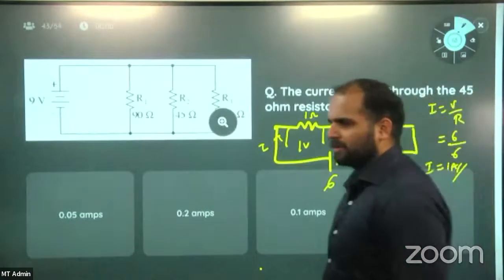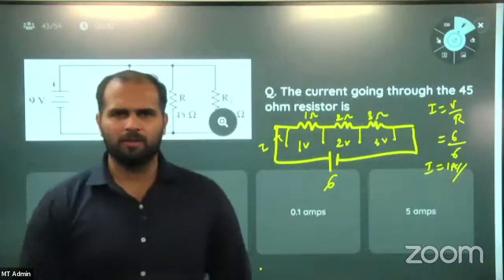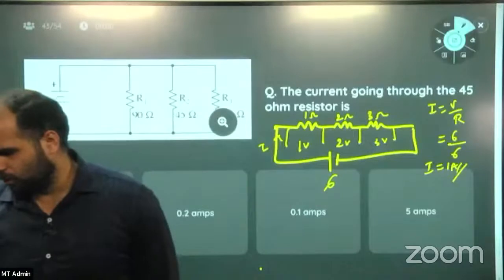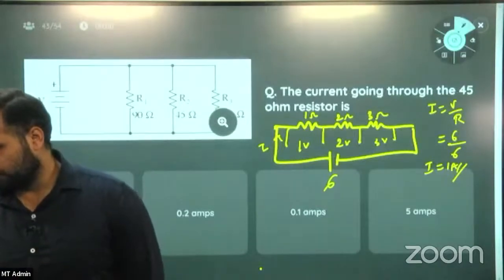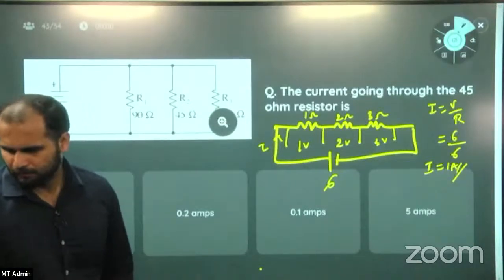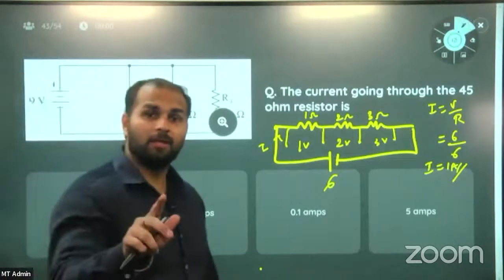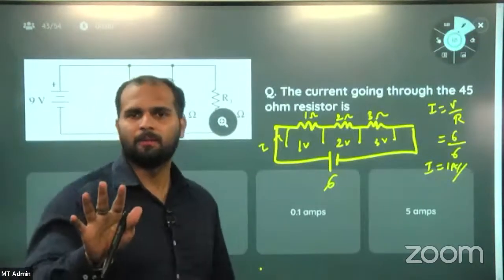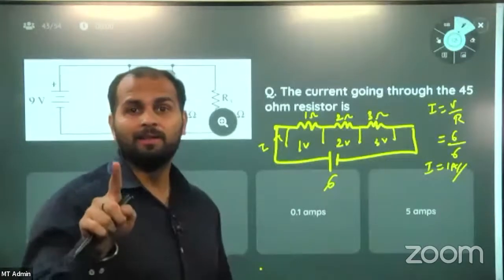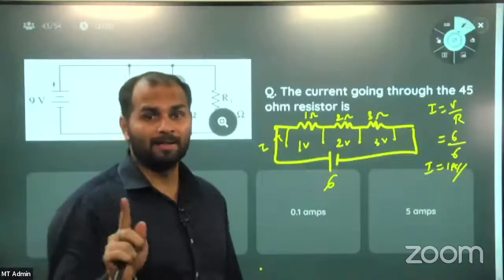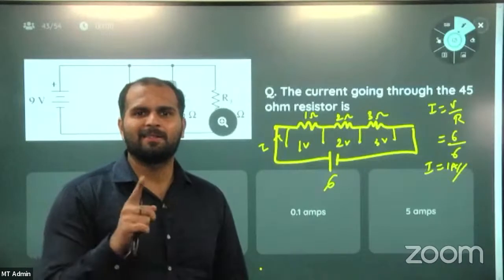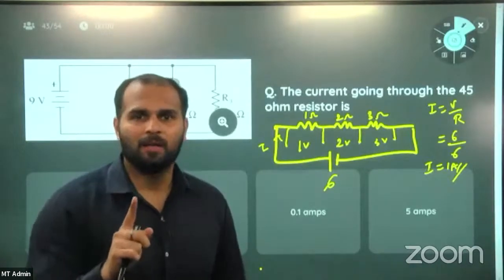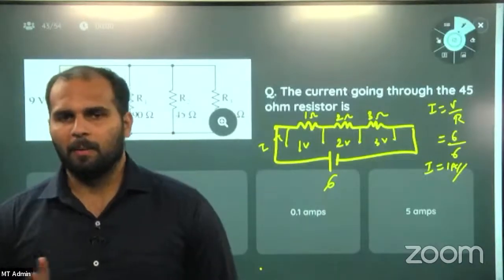Can you see voltage is different for different resistors? Yes or no? Yes. That is the reason voltage divides in series circuit, whereas current remains same. Am I clear with this part?